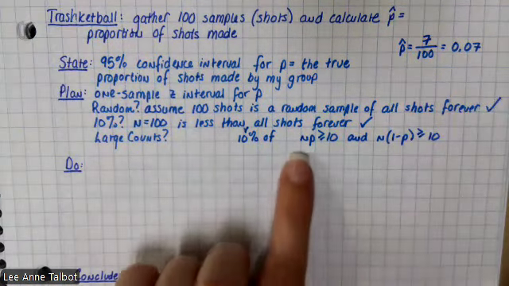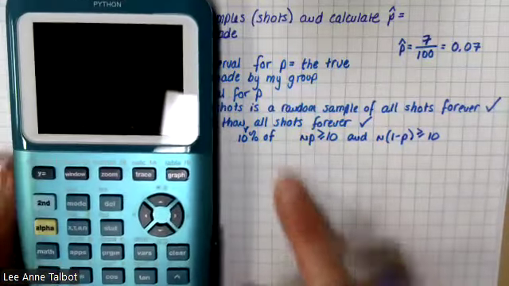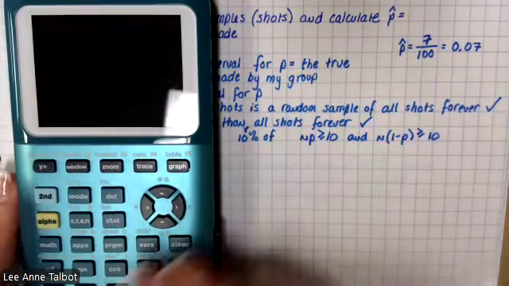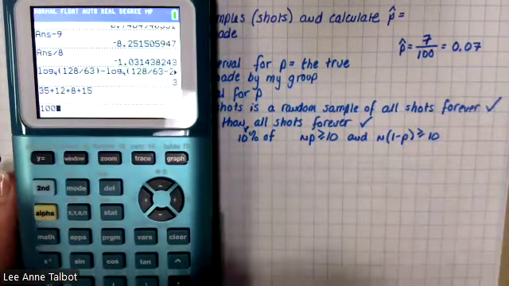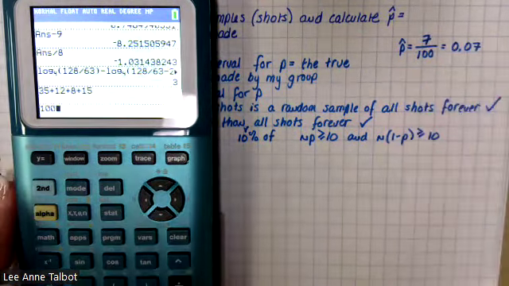Okay. Now let's be really smart about this. What is N in this problem? Let's say 100. And what is my P? I don't know, so I'm going to estimate using my P hat.